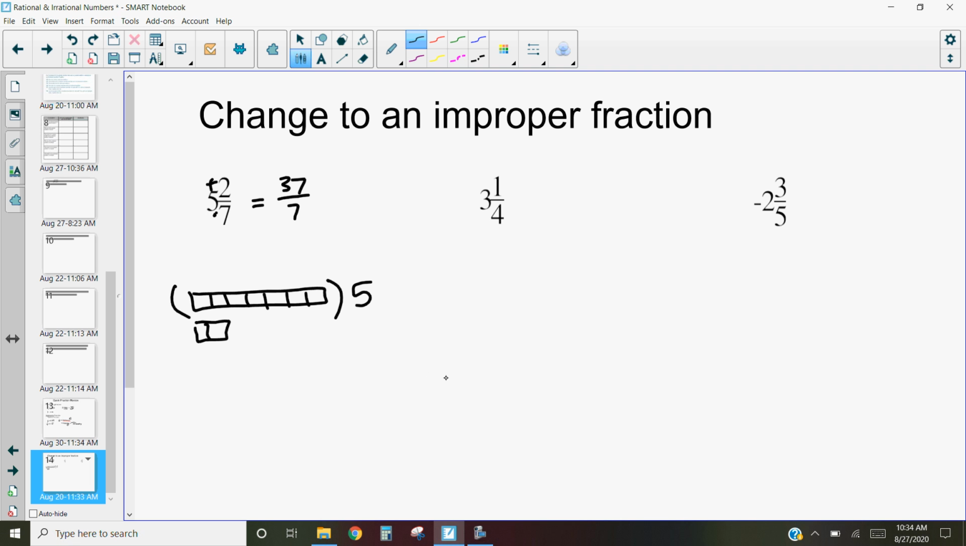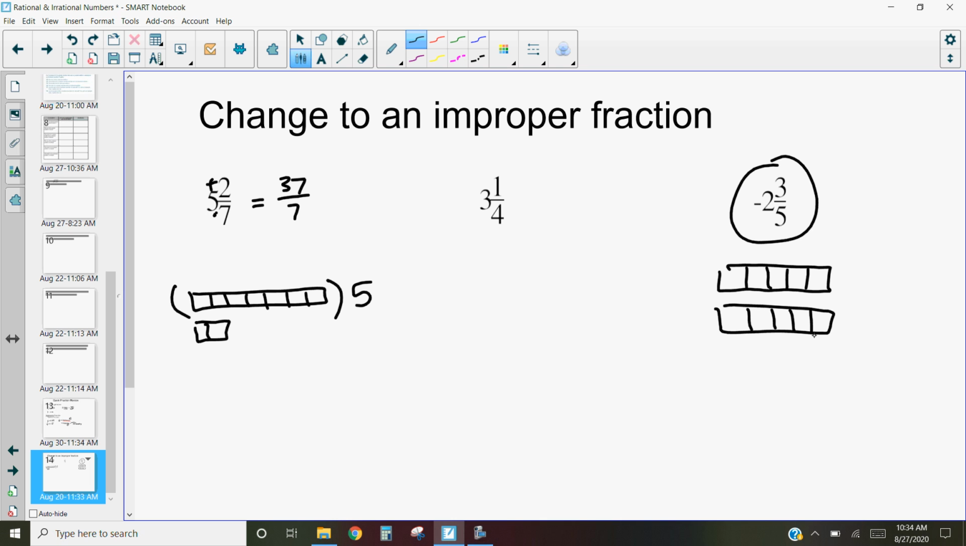Now, that works great, but when we're looking at this fraction over here where we have a negative whole number, where it's negative 2 3/5, this is all negative. So I have negative 2 here divided into 5. Here's negative 2 wholes divided into 5 pieces, and then 3 more little negative pieces. So I'm going to put little negative signs in all of these. So total, how many negatives do I have? 5, 10, 13 negatives. So I have a negative 13 divided into groups of 5. So that's really what this equals.